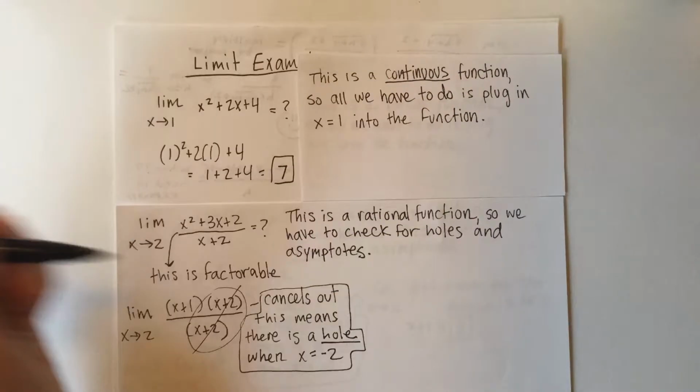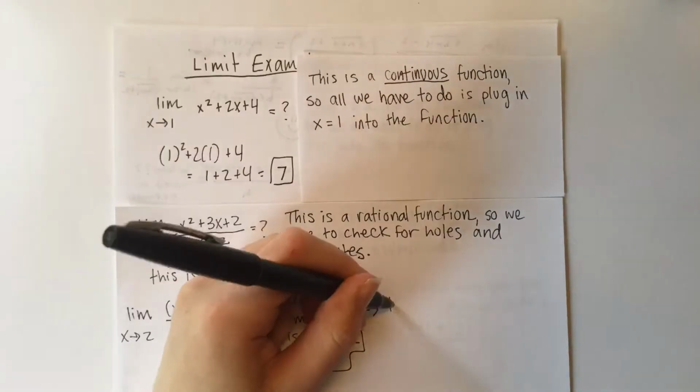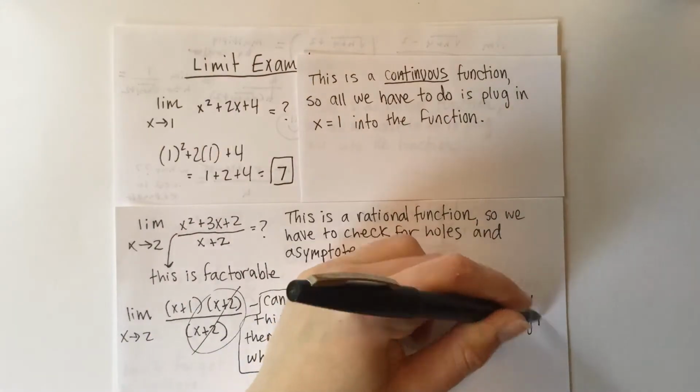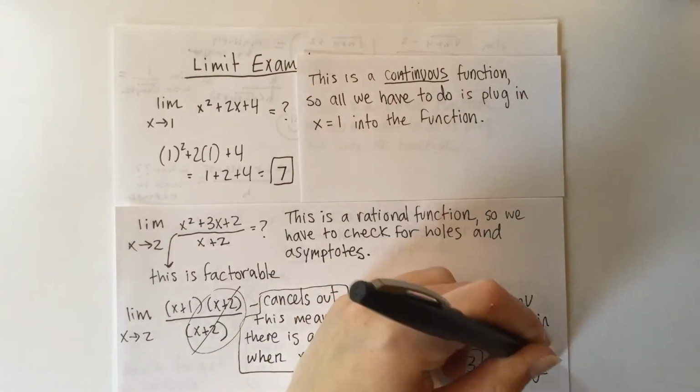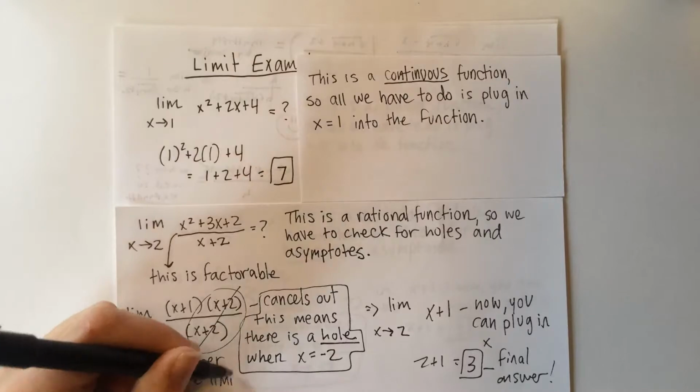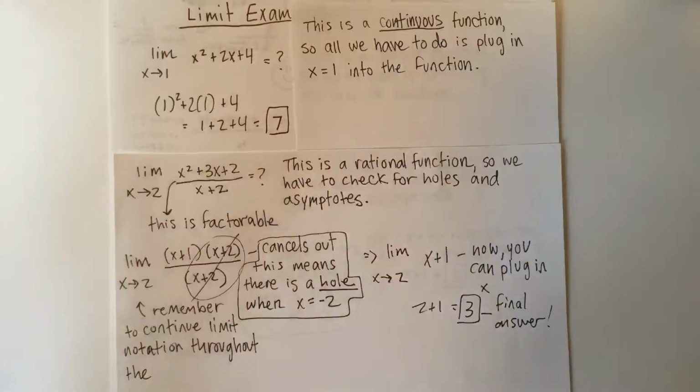There's a hole when x is negative 2. Once that's removed, you can just plug 2 into the x plus 1 equation that's left, and you're left with 3 as your final answer. And also, you should always make sure to rewrite limit when x goes to 2 each time that you simplify the equation. However, it is important to note that when you plug in the x value, you do not, I repeat, do not use limit notation.